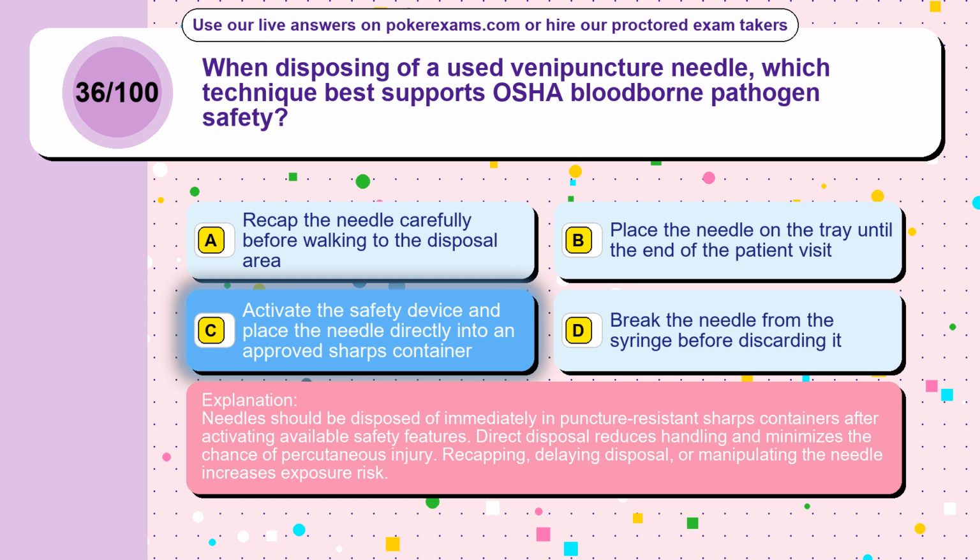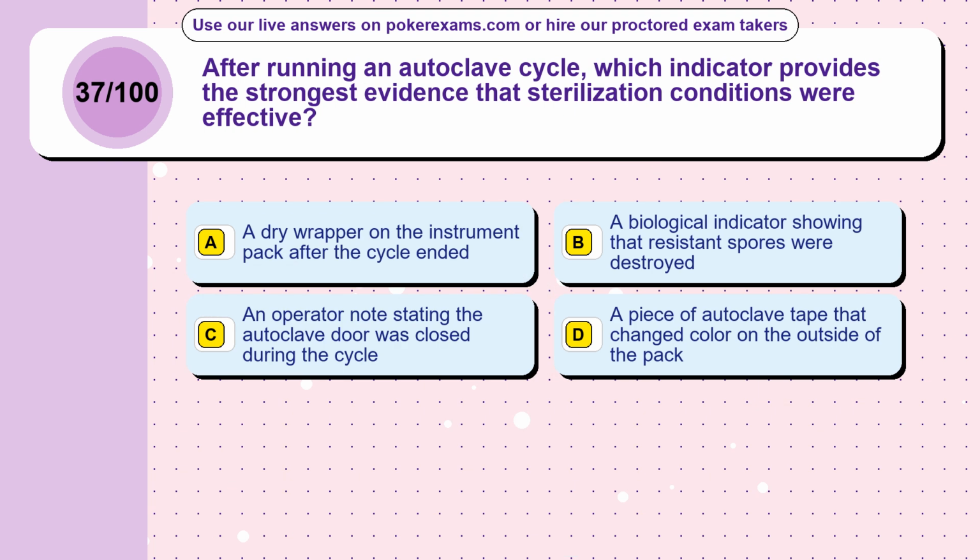Question 37. After running an autoclave cycle, which indicator provides the strongest evidence that sterilization conditions were effective? Option A. A dry wrapper on the instrument pack after the cycle ended. Option B. A biological indicator showing that resistant spores were destroyed. Option C. An operator note stating the autoclave door was closed during the cycle. Option D. A piece of autoclave tape that changed color on the outside of the pack.